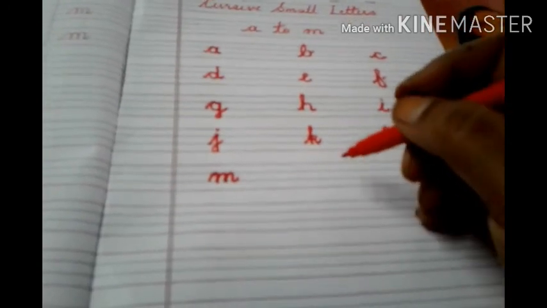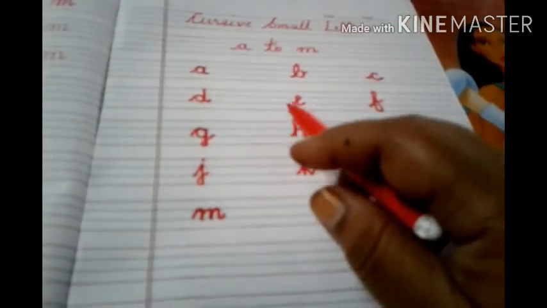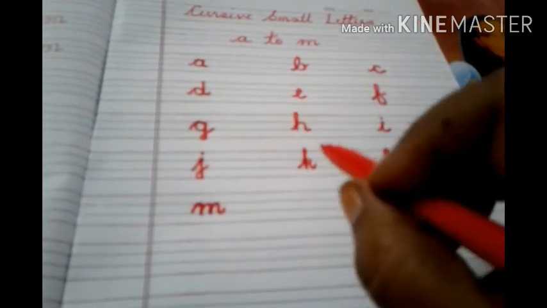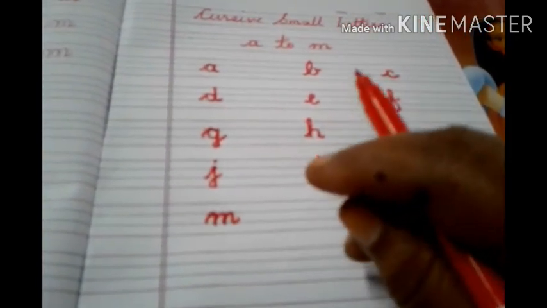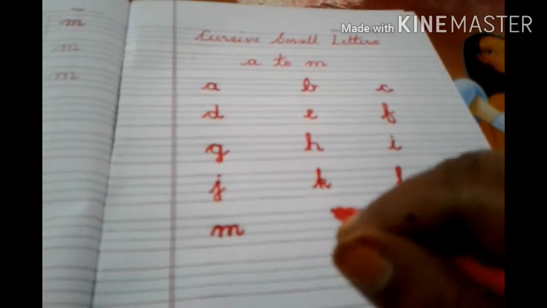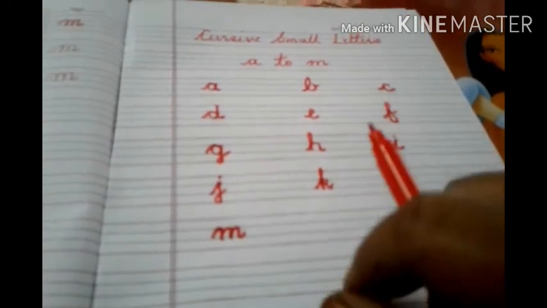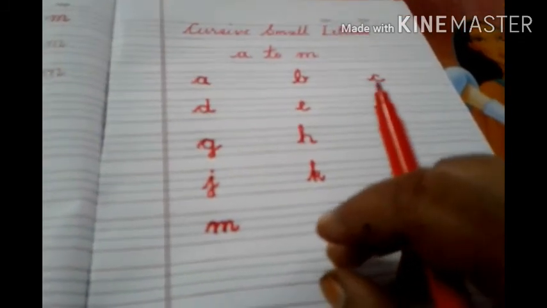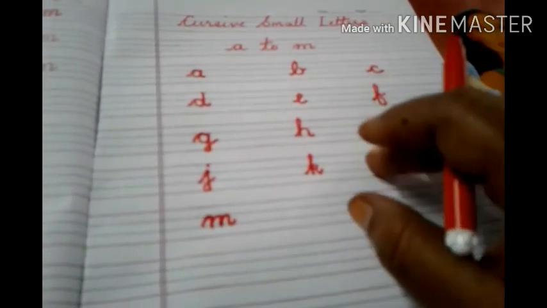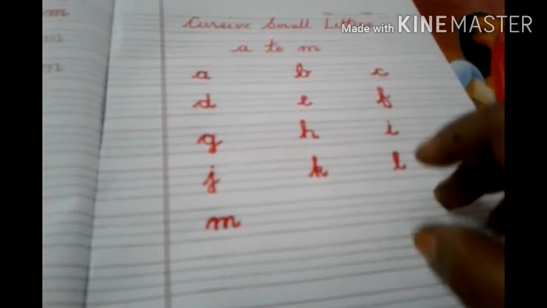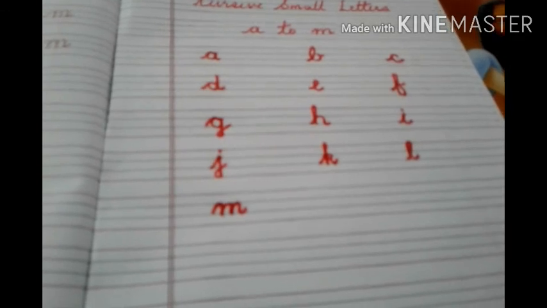Now, what you have to do is, you have to practice writing these letters from A to M in your copy at least 3 or 4 times. That means you have to write these letters 3 or 4 times in your 4-line copy. In next class, I will again teach you these letters once again.